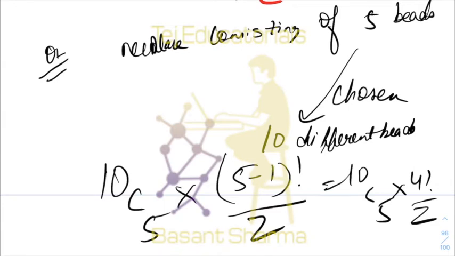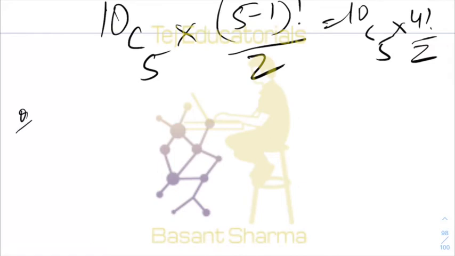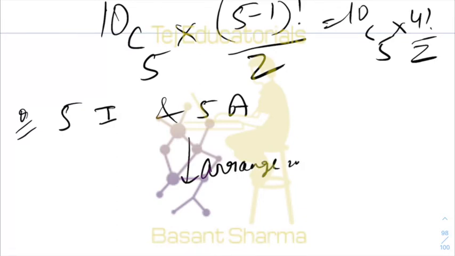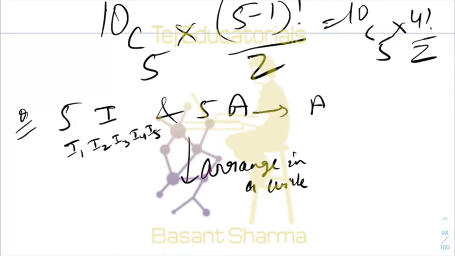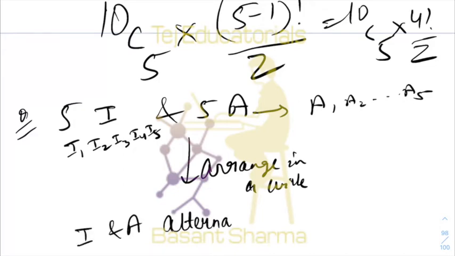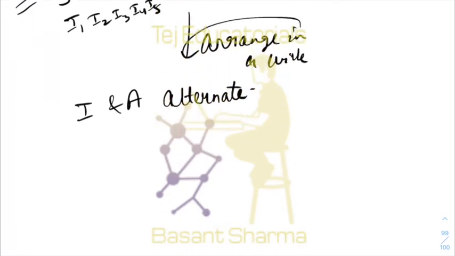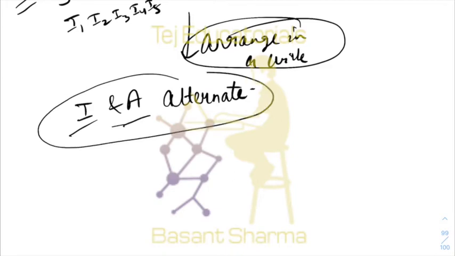So pretty simple. Now suppose I say there are 5 Indians and 5 Americans, and they are to be seated around a circle. Arrange in a circle: 5 Indians, let's say I1, I2, I3, I4, I5, and 5 Americans A1, A2 till A5. Then find the number of ways such that Indians and Americans alternate. We want to arrange them in a circle such that Indians and Americans alternate.